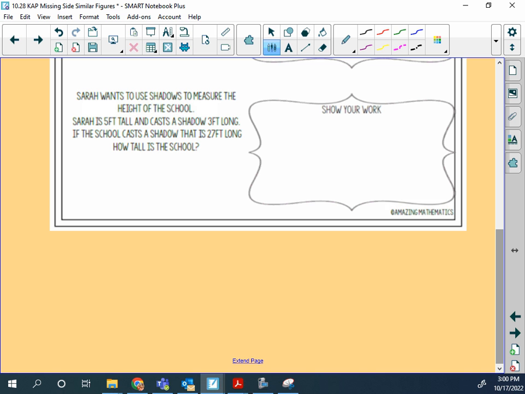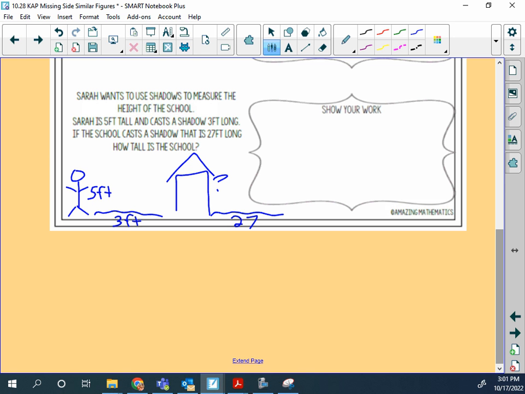All right. So we have Sarah. There she is, and she is 5 feet tall. And she has a shadow that's 3 feet. And now we've got the school cast a shadow that's 27 feet long. How tall is the school?